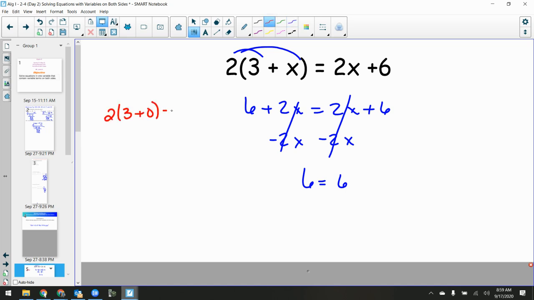2 times 3 plus 0 is equal to 2 times 0 plus 6. So he gets 2 times 3 plus 0 is 3. 0 plus 6. Is Hayden right? He is right when he says 0 is an answer. Yes. Anything could possibly be a solution here. Anything you want. 4. Yes. 1. Yes. A million.